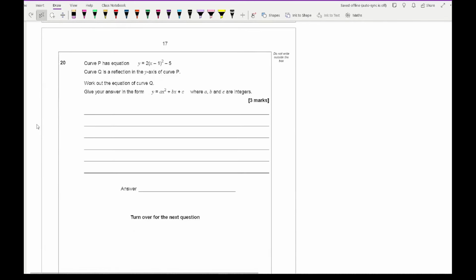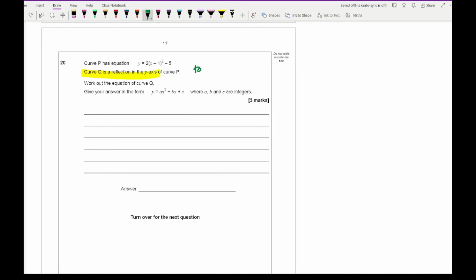Then moving on to question 20, it says curve P has the equation of y equals 2 lots of (x minus 1) squared minus 5. Curve Q is a reflection in the y-axis of curve P. Work out the equation of curve Q. Give your answer in the form of y equals ax squared plus bx plus c, where a, b and c are integers. Now here, what we need to do is look at graph transformations, and that when we are reflecting in the y-axis, we change the sign of x.